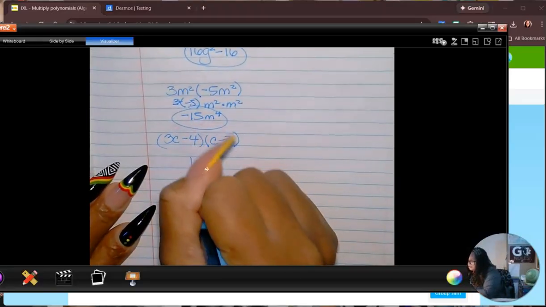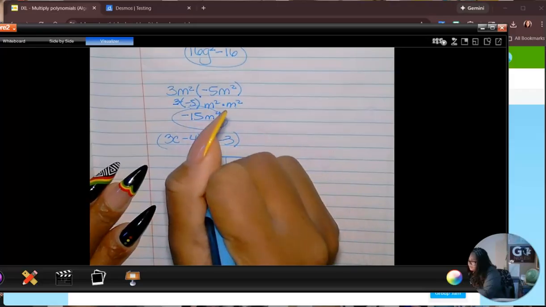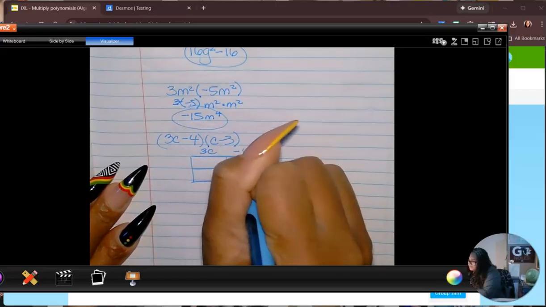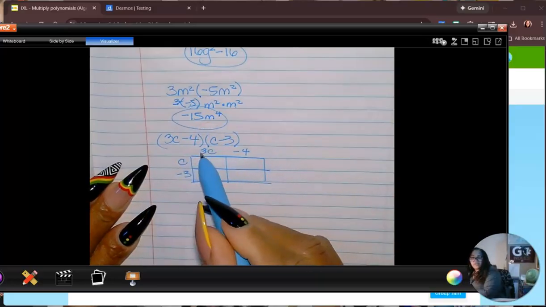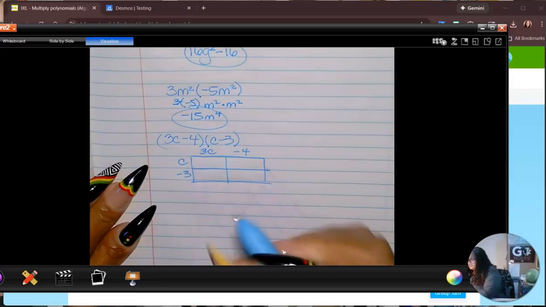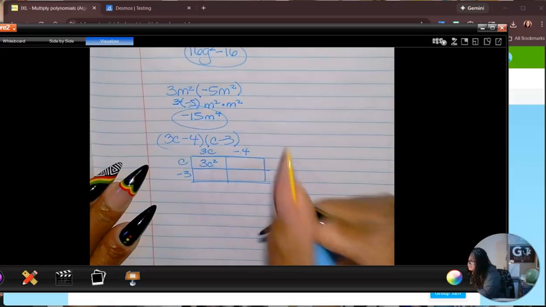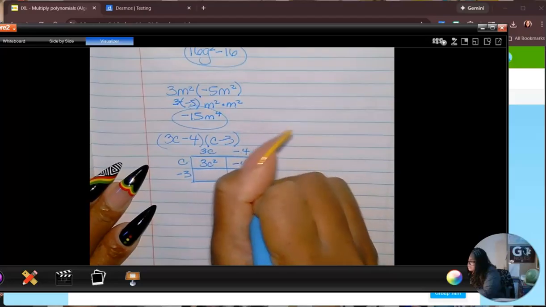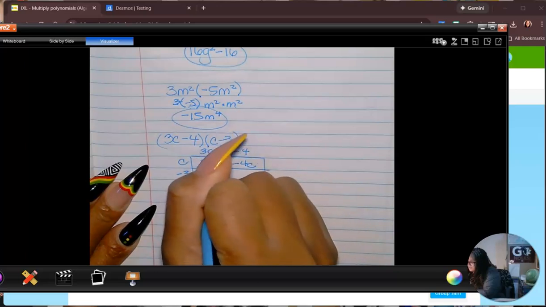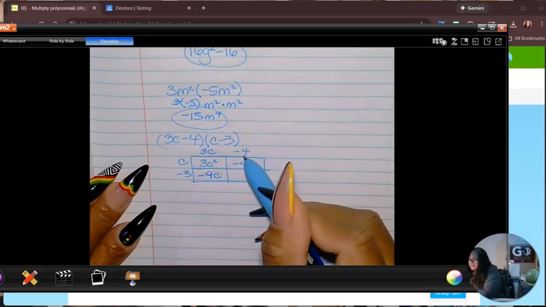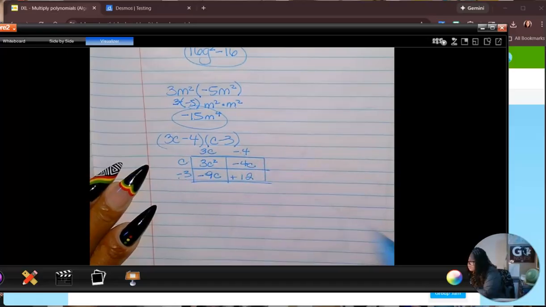Let's do the box model. 3c minus 4 and c minus 3. So find the area here. This is 3c times 1c, which makes 3c squared. This is negative 4 times c, which is negative 4c. This is 3c times negative 3, which is negative 9c. And this is negative 4 times negative 3, which is a positive 12.